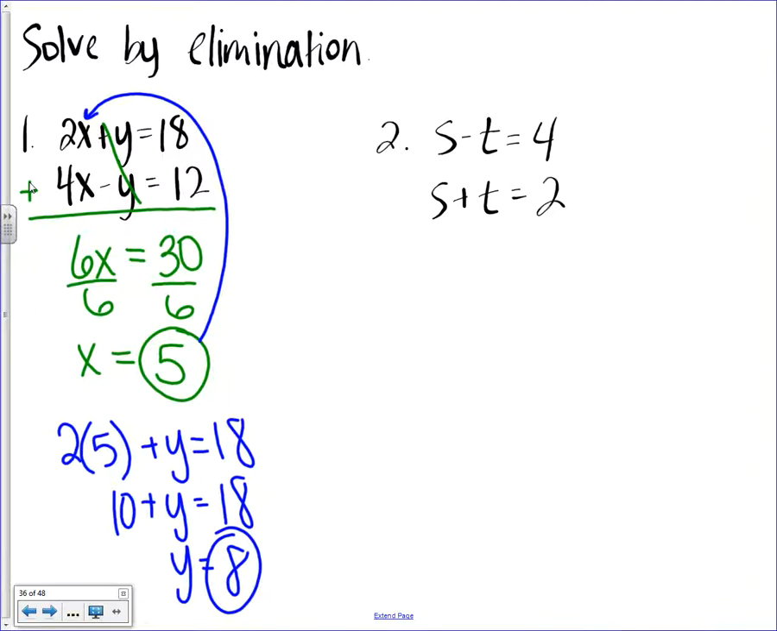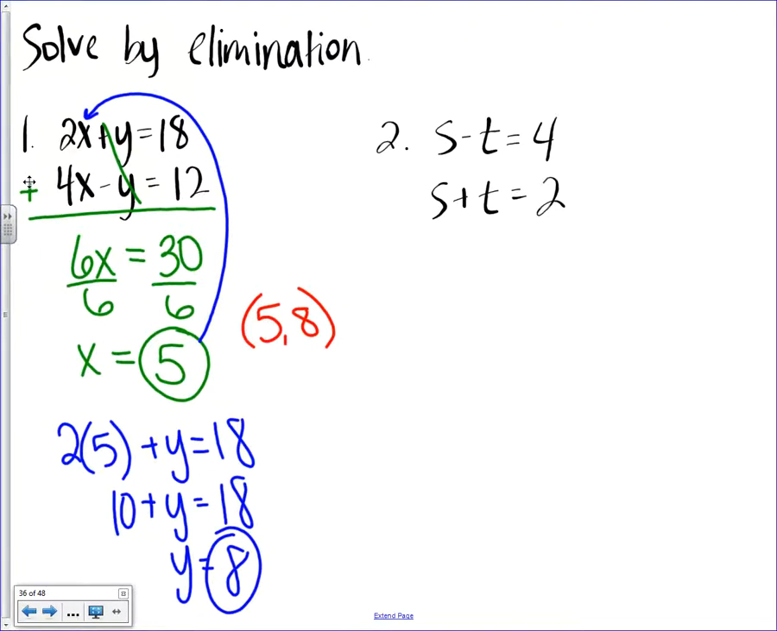8. So if you were to graph these things, where would they cross? And that's elimination. Questions for me? No? We sure? All right, let's try number 2. You guys can go ahead. Take a look at number 2.